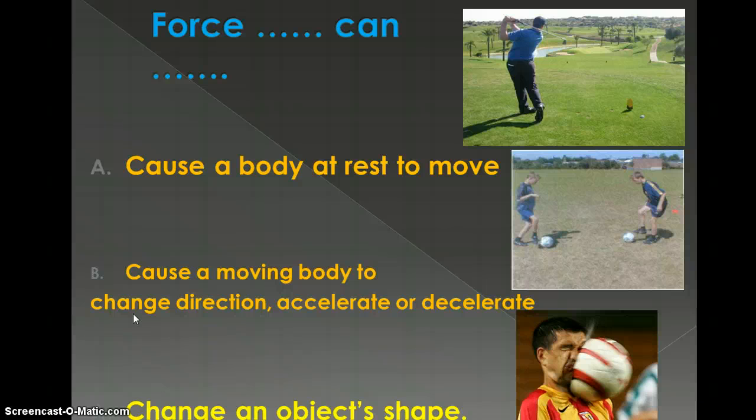Or if a ball hits the post, it's still going to keep moving, but it's going to change direction. The other thing a force can do is change the shape of an object. So this poor fella here, the ball's gone and hit him in the face, but because of the force of that, it's actually changed the shape of his face, but also the ball. But we'll talk about that when we look at Newton's 3 laws. Okay, so they're sporting examples of what force can actually do.